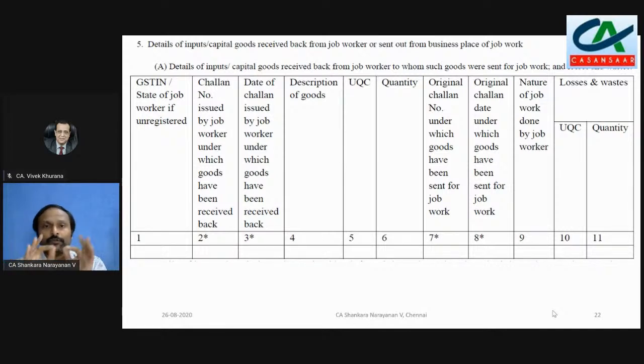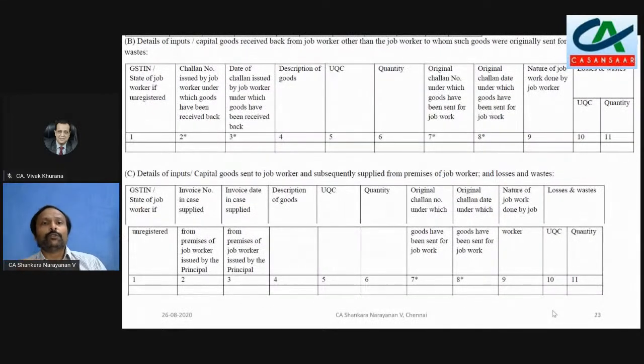So in 5A, we are going to give the details of the inputs and capital goods which are received back from the job worker to whom only it was sent by me in the first place. And in 5B, we are going to disclose the inputs and capital goods which are received back from a job worker, but we didn't send it to that job worker. We sent it to somebody, and that job worker has sent it to him. The X and Y example which we discussed earlier. I have sent it to Mr. X and Mr. X has sent it to Mr. Y. From Mr. Y's premises, if I am receiving, that is supposed to be shown here in 5B.